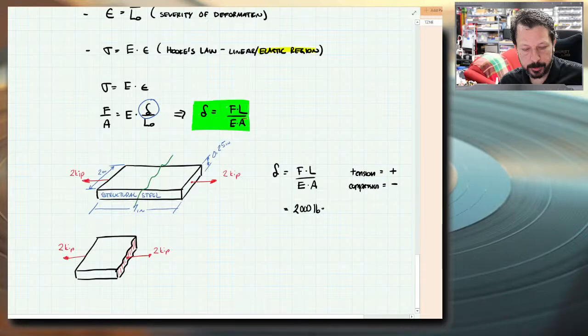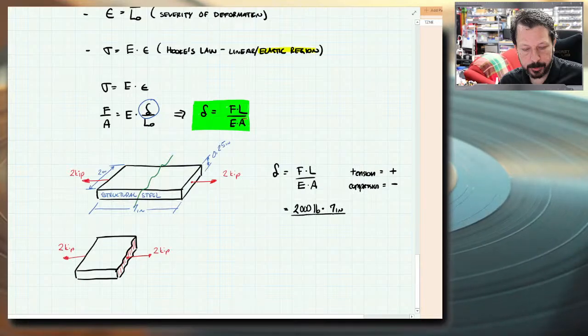pounds. The length here, sometimes some people get confused. I tell them to cut the body apart in the middle, and so they think the length is half of it, but the length is the length of the entire body that I'm modeling. So here, I'm modeling this whole 7-inch by quarter-inch plate. The length is 7 inches. So the length of the whole plate, not the length of the free body diagram. The length of where F, E, and A are all constant.